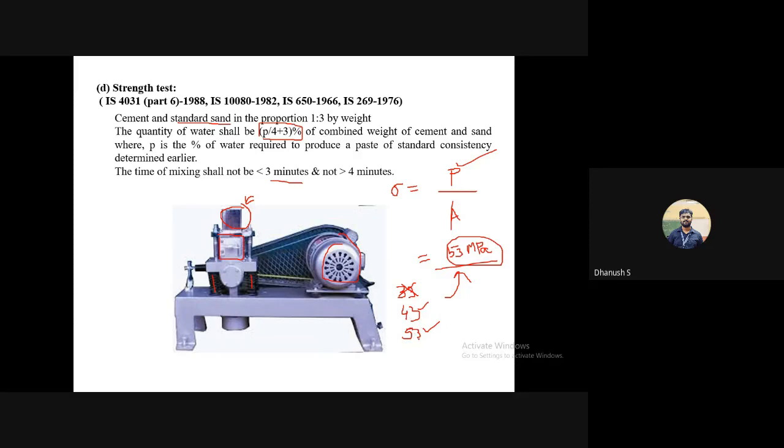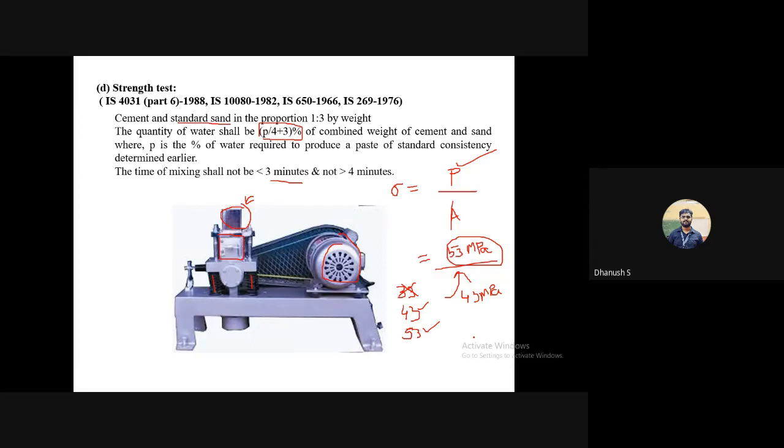Similarly, if I took OPC grade 43, at the end of 28 days, instead of 53, I should get 43 MPa. Understood this test and what that number 33, 43, 53 indicated? Yes, sir. I am sure there will be a lot of confusion as to how to do the test, which will only get cleared once you come to the college and actually do the experiment. For now, just understand this much: standard sand, Ennore, 3 grades, grade 1, grade 2, grade 3, in equal proportions.